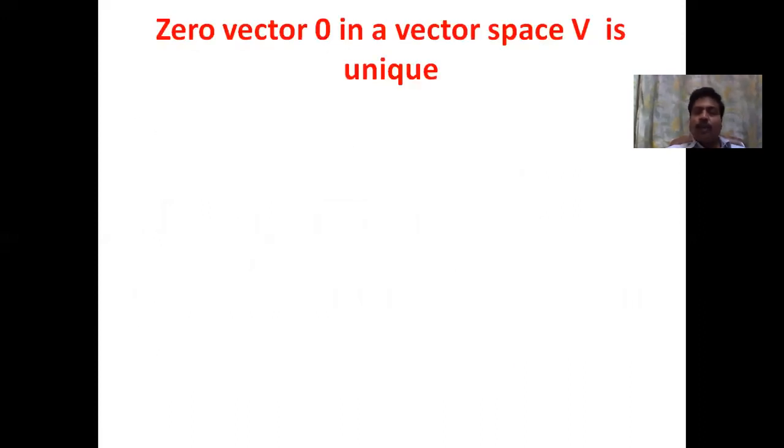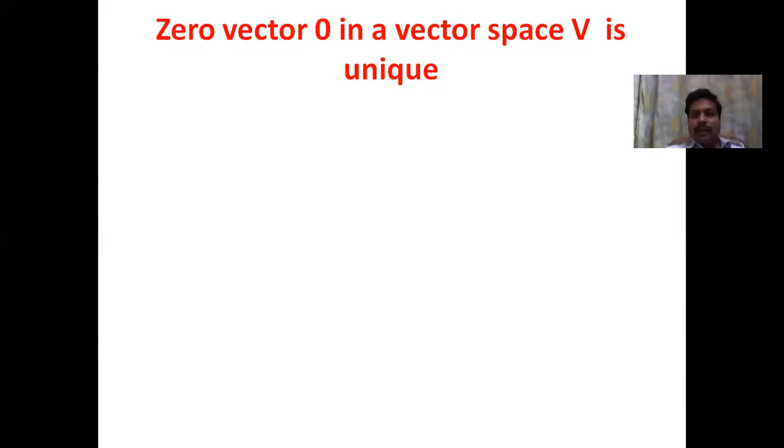Now let us move on to two concepts. The first one is the zero vector. I will call it O. The zero vector O in a vector space V is unique. By one of our axioms, there must be at least one zero vector. Now we are going to prove that it is unique. There will not be another zero vector.